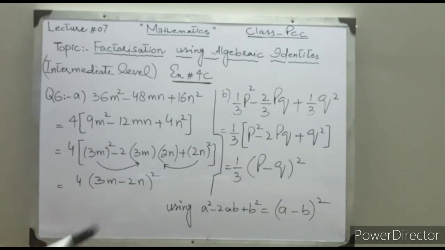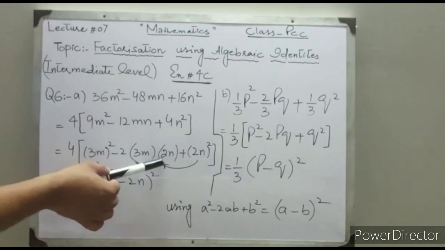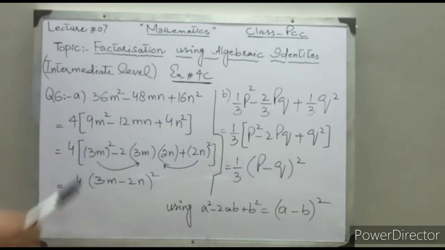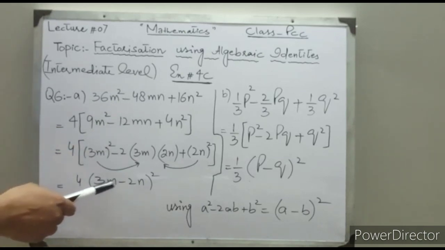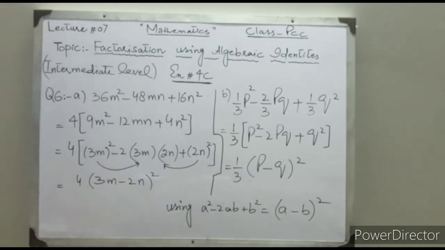Once again, I repeat, multiply the middle values. 3 twos are 6, 6 twos are 12mn, which is the middle value of your question. Now, you may write it as 3m minus 2n whole square using identity number 2, which is a square minus 2ab plus b square equal a minus b whole square.